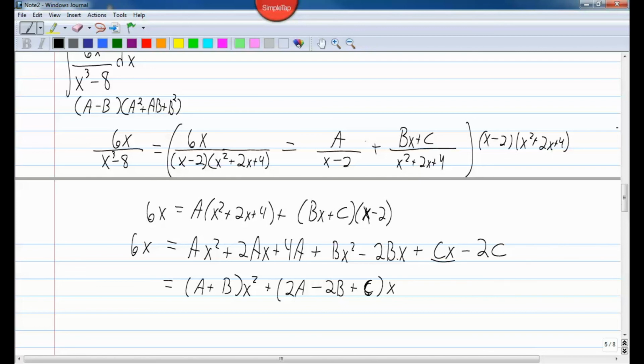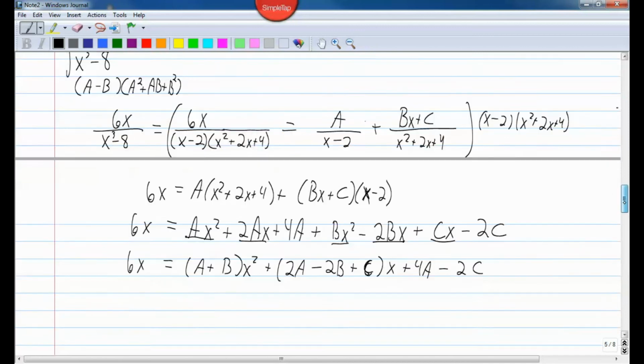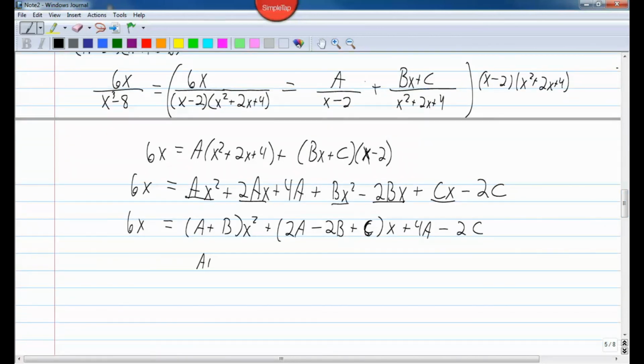So don't forget that this term and this term are all similar, so they must be grouped together. So I did that, I did that. That only leaves me with 4a minus 2c. Okay. So now, to solve this for a, b, and c, use the coefficients. So a plus b is equal to, what is the coefficient of x squared? There is no x squared, so it's 0. 2a minus 2b plus c must be equal to 6. And 4a minus 2c, the constants, must be equal to 0.